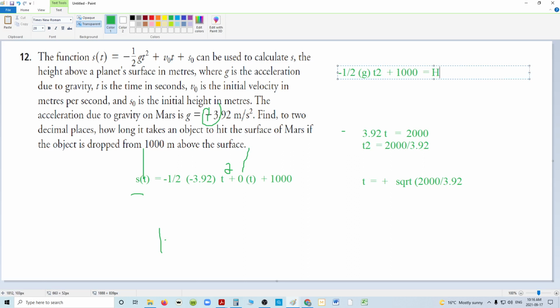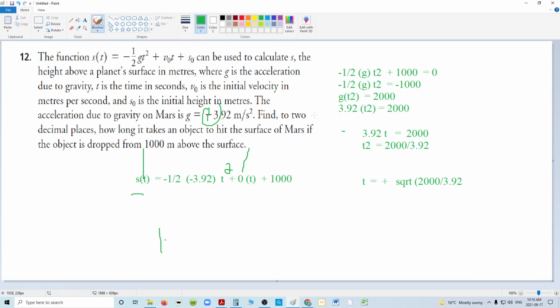Since this is normally the height above ground, which they call s, we're looking for when it equals 0, which means we're looking for half g t squared, that's the missing time, is equal to minus 1,000, which means we're looking for g times t squared is equal to 2,000. Since we're given g is 3.92 times t squared is equal to 2,000, we're left with what I just figured out for you. And that's why the g here is not stated correctly, because otherwise we'd be left with a negative number over here. So I think this is just a slight error in how they're expressing gravity.